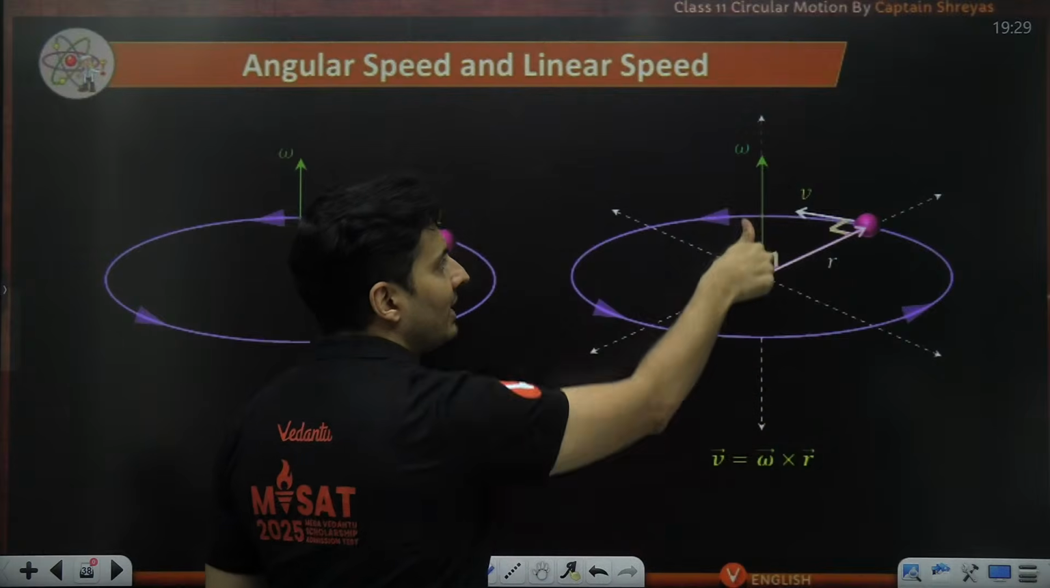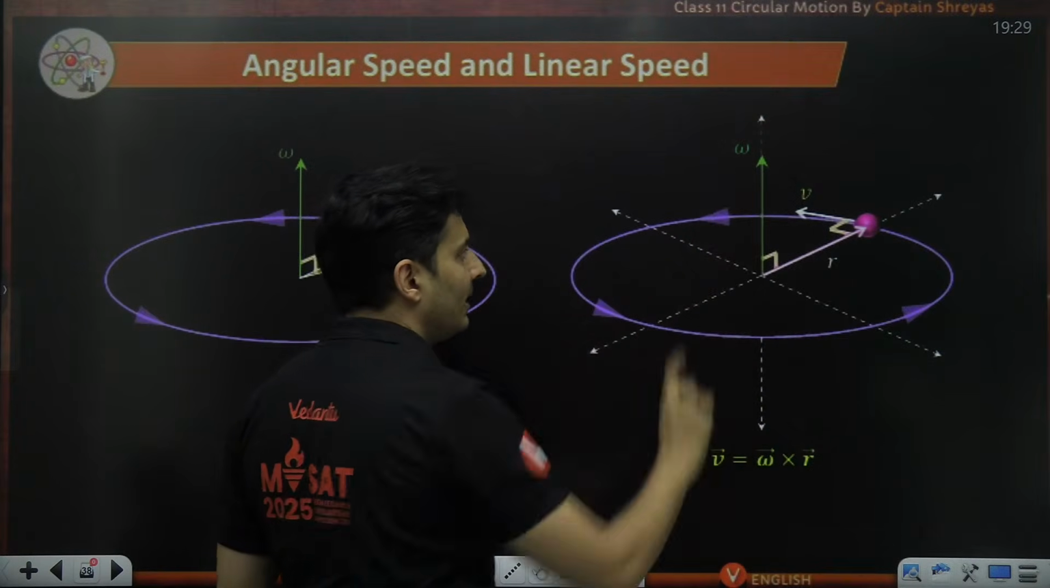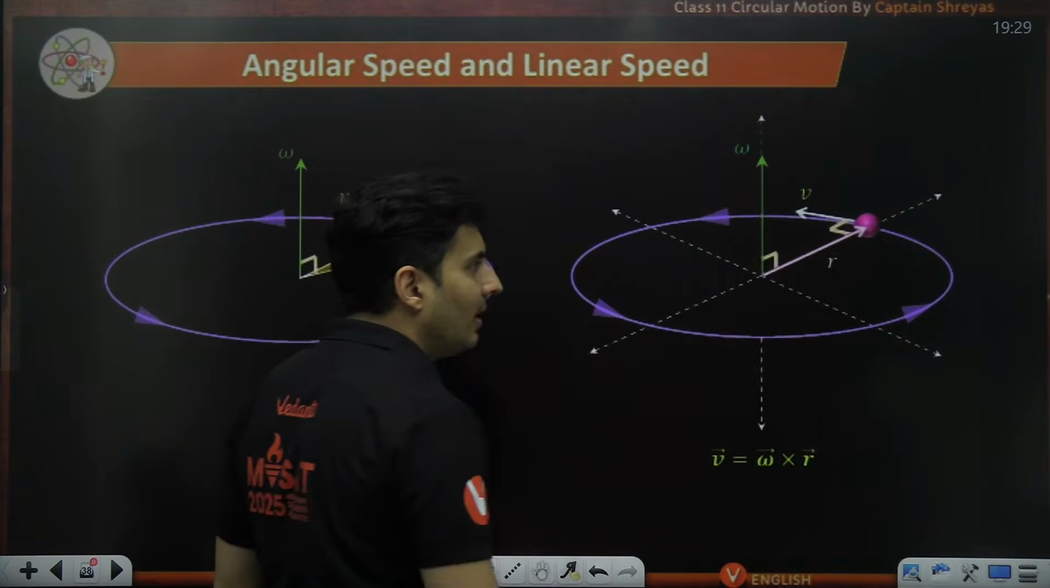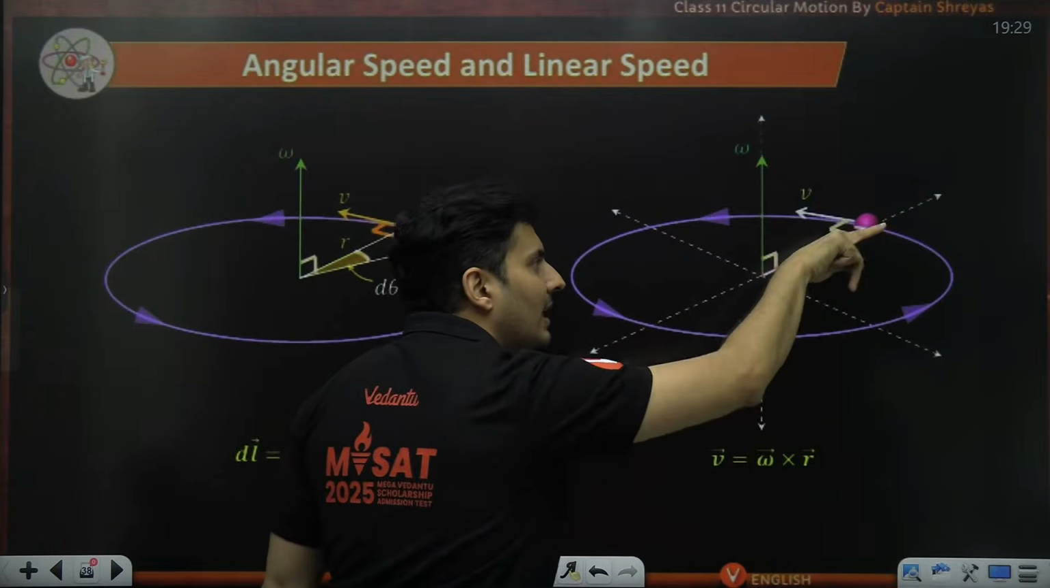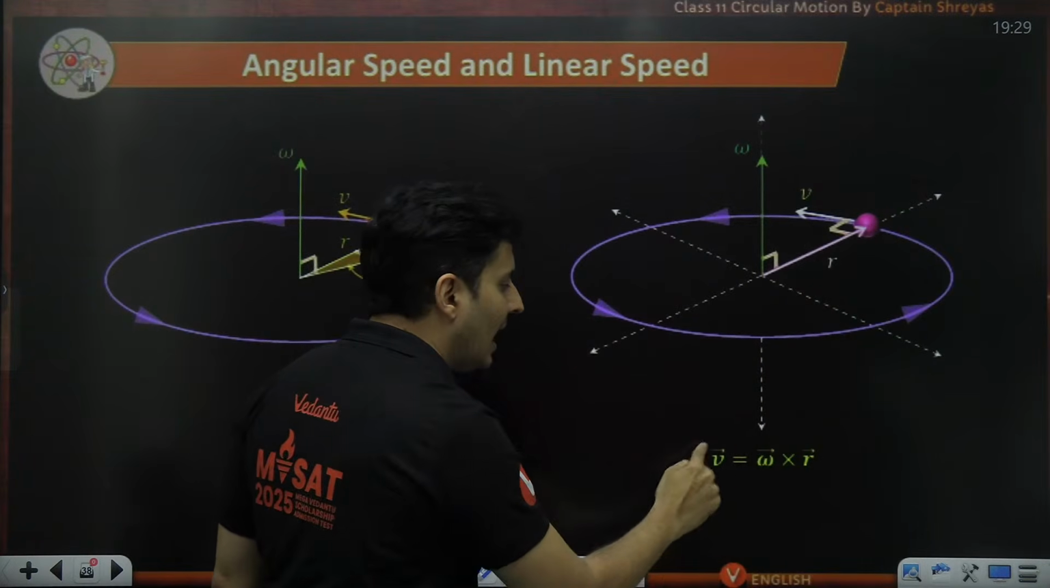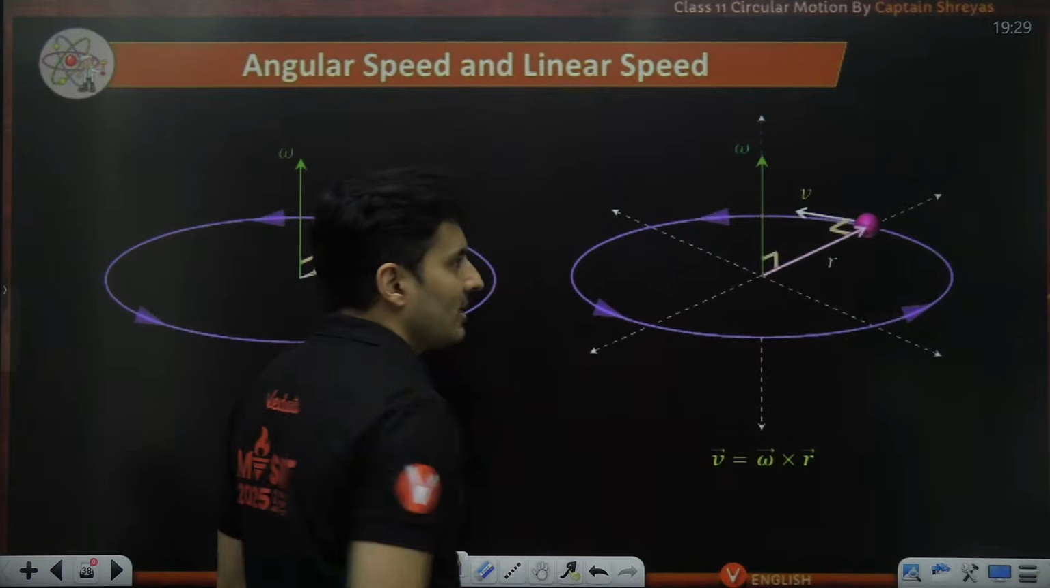Can you see omega vector is up? Okay, so omega vector is up. My particle is here, so the position vector is like that. Omega cross r gives me actual velocity.